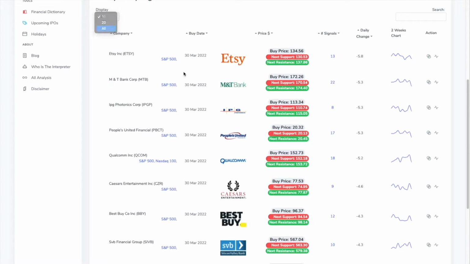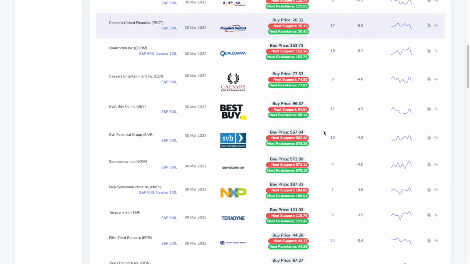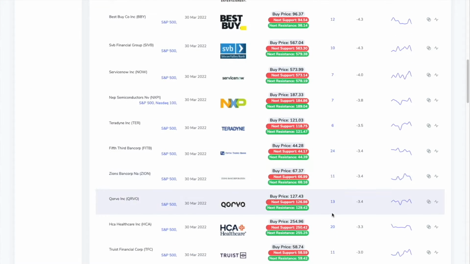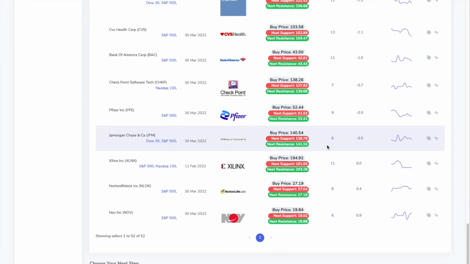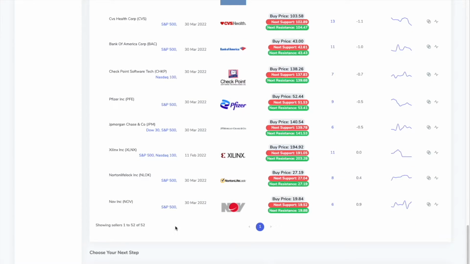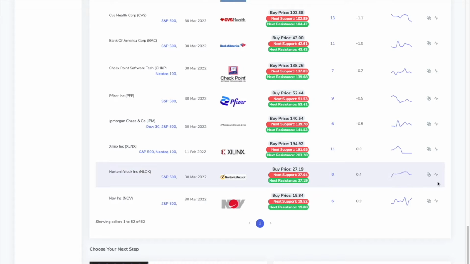Okay, so let's explore this entire list a little bit further. I want to display all stocks that received a buy signal today from one or more out of the 90 algorithms analyzing these stocks daily. As we scroll down, we see here that 52 stocks received a buy signal, meaning 52 different buy the dip opportunities. So let's choose one of these stocks and dive a little bit deeper.